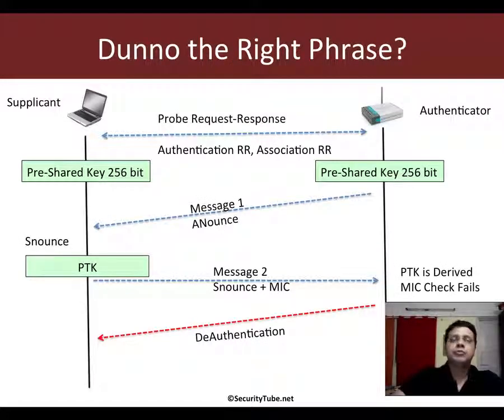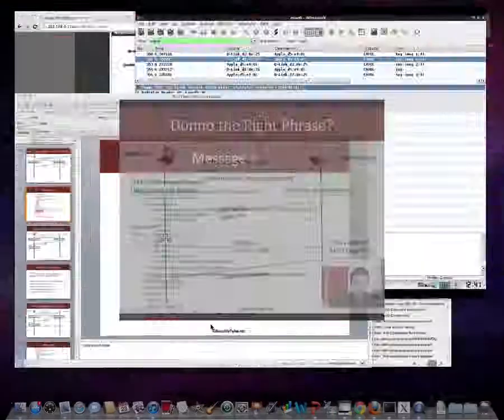Okay, so what happens if we don't know the right passphrase? Well, as one can probably do a quick thought experiment, when the client sends message 2 of the four-way handshake, consisting of the S nonce and the MIC, the authenticator or the access point also derives the PTK based on all of these inputs. And because the passphrase was entered wrong, the PTK derived by the access point and the PTK derived by the client are different, and hence the MIC does not match what the client had sent. Hence the access point figures out that the client does not have the same pre-shared key, and it sends a deauthentication message, right?